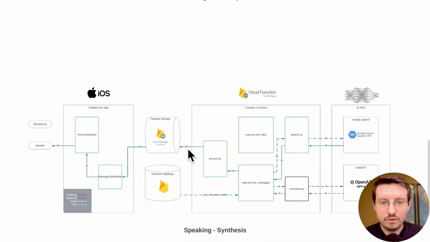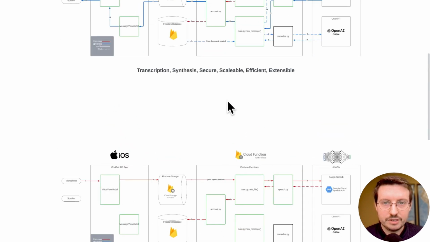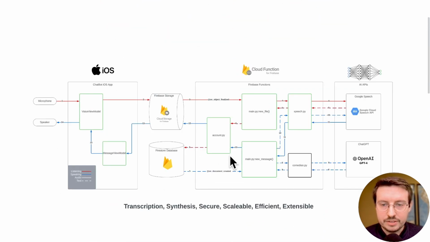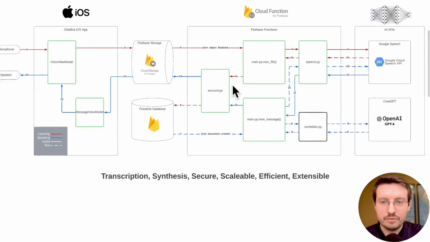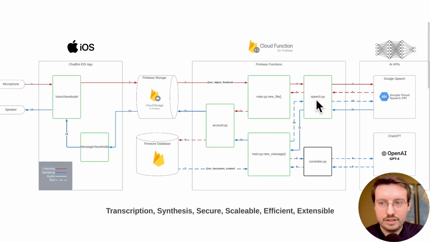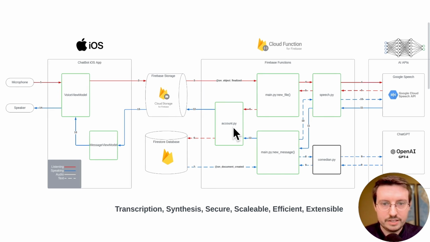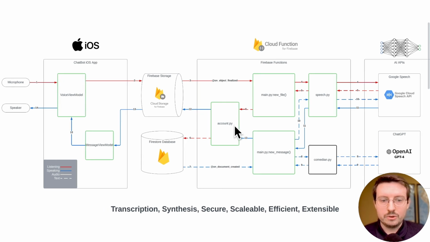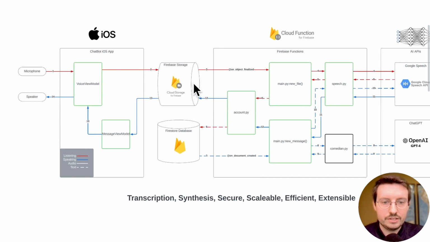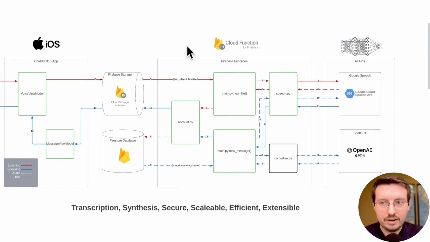And so if we look at the overall system and return to the overall design, you can see that we're reusing components. We're reusing the speech.py for both the transcription and synthesis, and we're reusing account.py for both the transcription and the synthesis. The design goals here are for it to be secure. The way that we're making it secure is that we're using Firebase storage and Firestore database as the interface between the iOS app and our cloud functions.